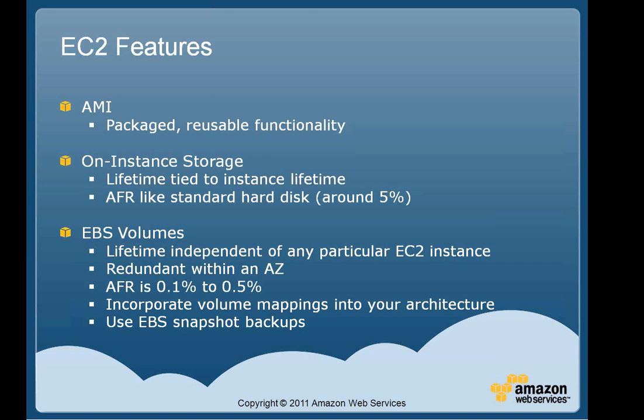When you think of storage, we talked about the on-instance or ephemeral storage, and with these disks, the lifetime is tied to the instance lifetime. And these have an AFR, which is short for annual failure rate, that's similar to a standard hard disk, which is generally about 5% of the drives in a given population will fail per year. The EBS volumes have a lifetime independent of any particular EC2 instance, and there is redundancy behind the scenes of an EBS volume. So when you store to EBS, your data is stored with a degree of redundancy. That redundancy is specific to a particular availability zone. And because of this redundancy, a particular EBS volume has an annual failure rate that is anywhere between about 0.1% and 0.5%.